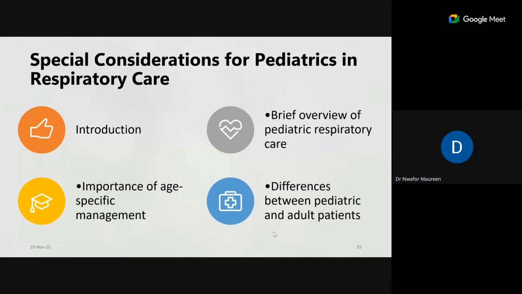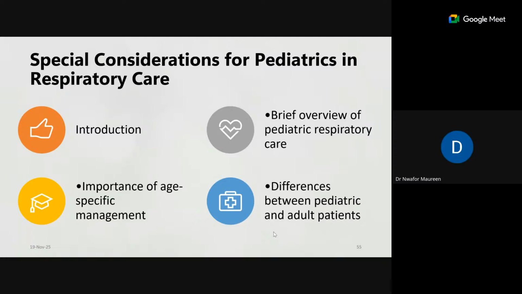So lastly, we're going to talk about special conditions for pediatrics in respiratory care. As a way of introduction, it is very, very important. Even since I've been talking, I always mention pediatrics because they are peculiar. You don't manage them how you manage adults. Importance of their specific management is very important. If you don't bear them in mind and you manage them how you manage adults, a patient may be predisposed to having one problem or the other.